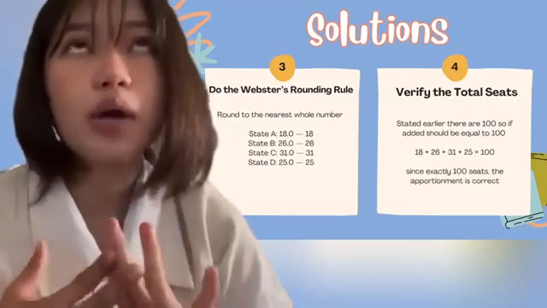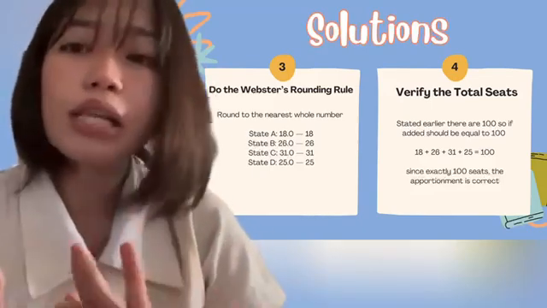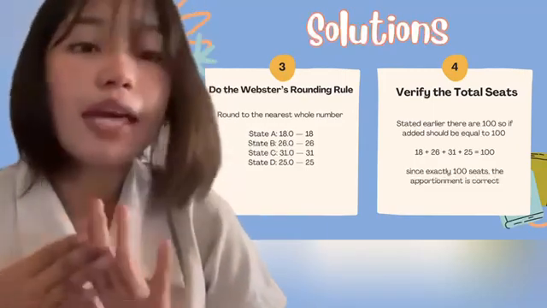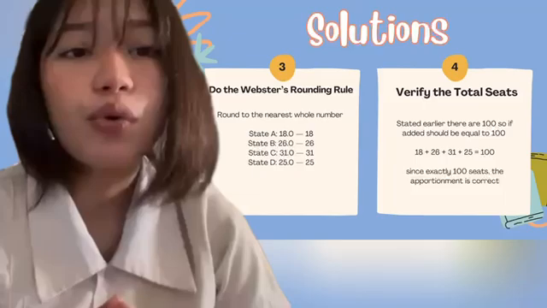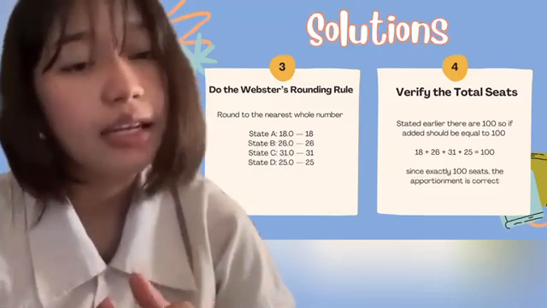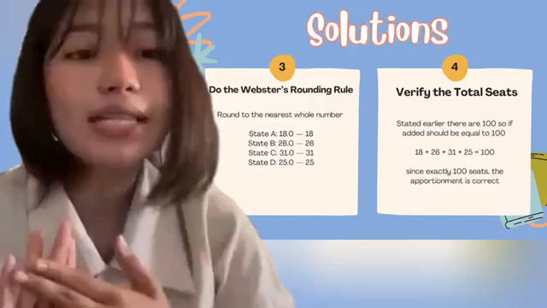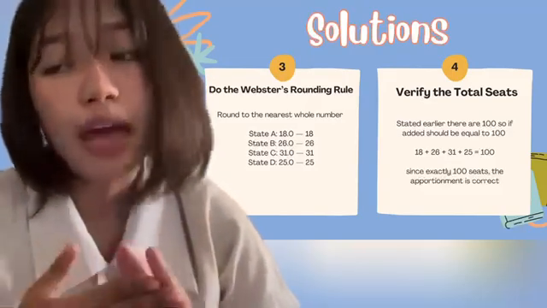So next step is we're going to round it off. We need to apply Webster's rounding rule. Webster's rounding rule rounds off to the nearest whole number. Remember, state A is 18.0, so of course the whole number is 18. So state A is 18, state B is 26, state C is 31, and state D is 25.